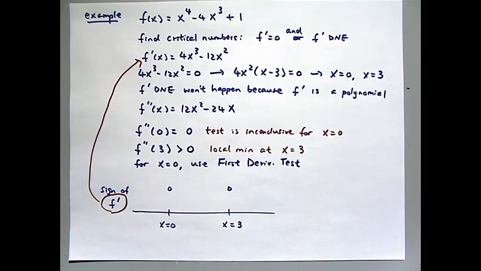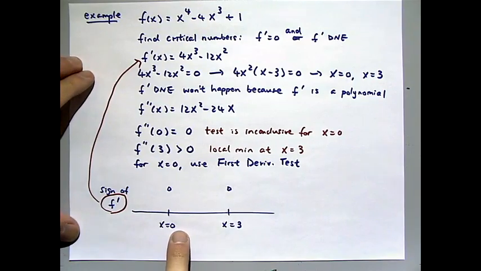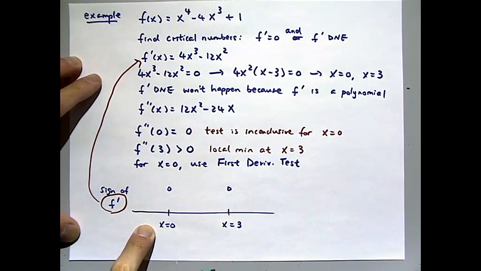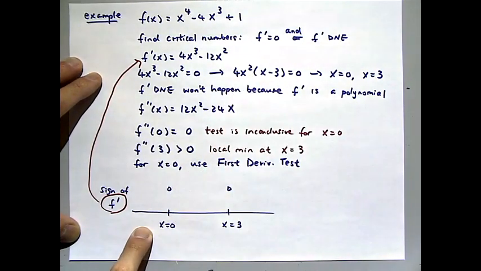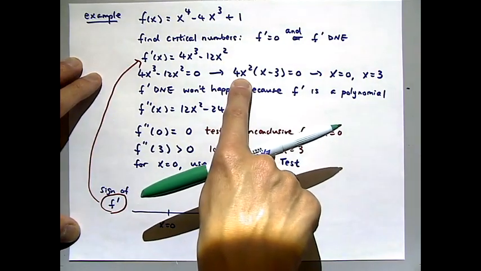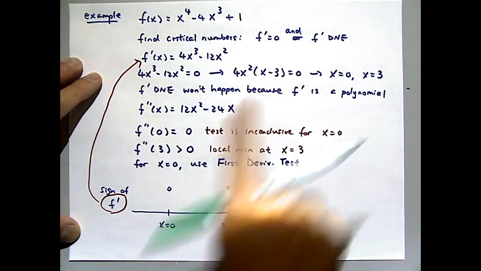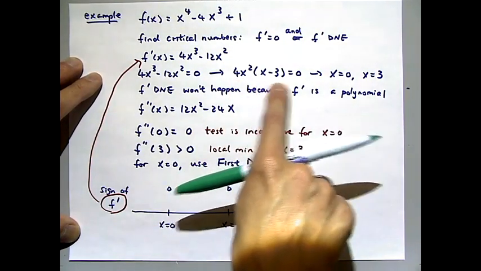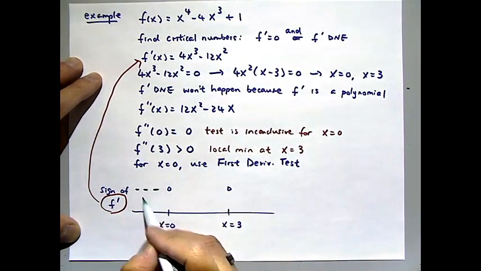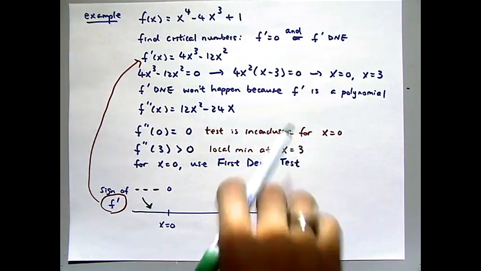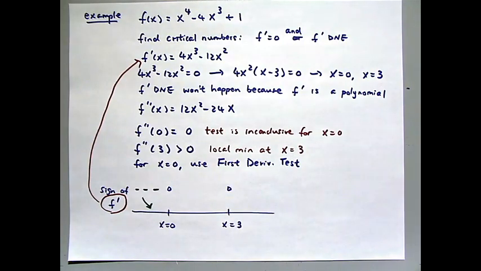Okay, so let's find out what's going on. If I choose a negative number here, it helps if you look at the factored form. If I choose a negative number, this is positive no matter what. And if I choose a negative number, this is negative. So I know I'm going to have a decreasing interval on that interval. The function will be decreasing because f prime is always negative.